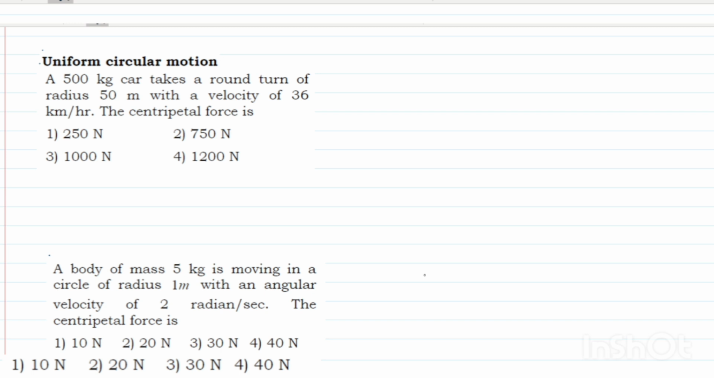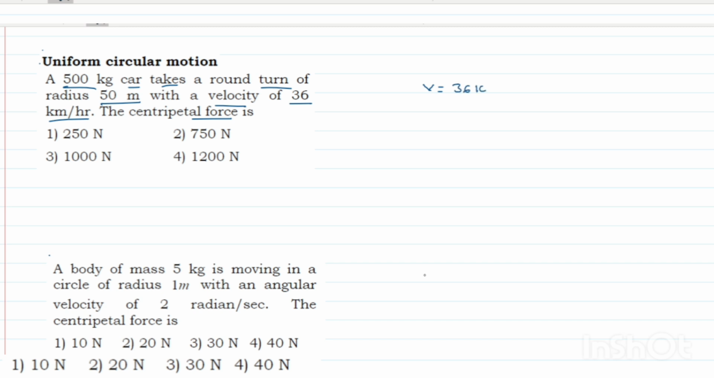The first question says a 500 kg car takes a round turn of 50 meter radius. Its velocity is given as 36 km per hour. The centripetal force they are asking. So velocity is given as 36 km per hour. First we need to convert into meter per second.